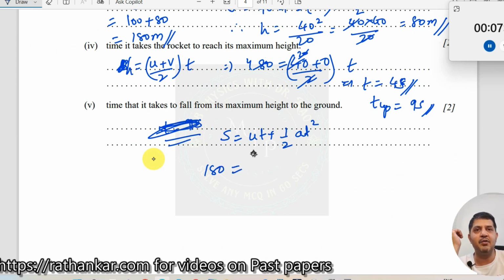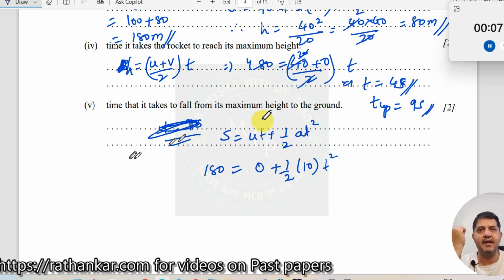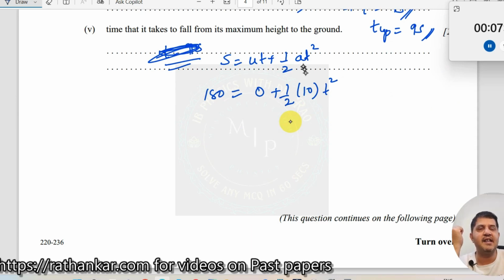This should be equal to u. What is u? When you drop the particle from here, what is the velocity when you drop? 0. 0 plus half into, what's the value of a? 10 over here. And what's the value of t? t square over here. Okay. So we need to find out this t down, right? Some of you might ask me, why a is plus 10, a should be minus 10. I agree, a equal to minus 10 over here. Then if this is the height, the particle has been dropped from here, then what is this height here? 180 meters.